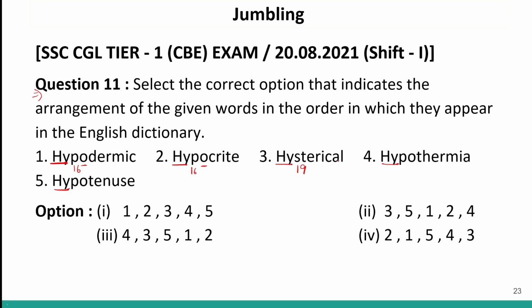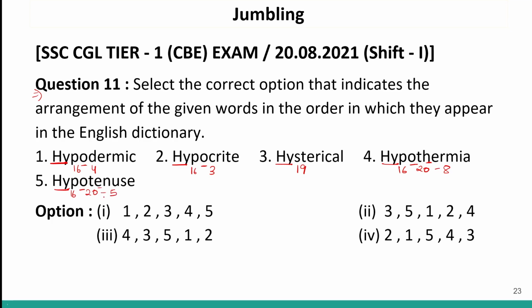Correct? Now we have to check for the next letter after O. After O, we have D, which is 4. After O, we have C, which is 3. After O, we have T, which is 20. And after O, again, we have T, which is 20. So next, we have to see the letter after T. So after T, we have H. H is 8. And over here, after T, we have E, which is 5.